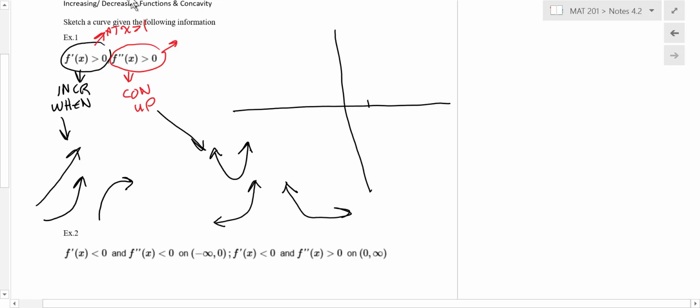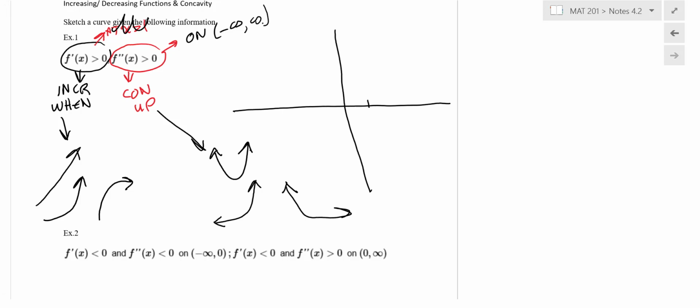You know what I think this problem meant? I think this problem meant just on the interval negative infinity to infinity. I know that's what that meant. So let's just add in that the problem also was supposed to contain that it was this way on all real numbers. Okay?